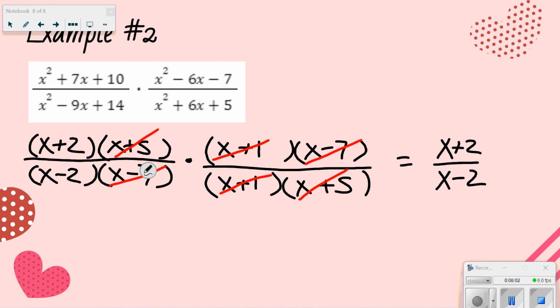So this is all going to simplify to just x plus 2 over x minus 2. And are we done with our problem? No, we still have to state those restrictions. So what values can x not be? Let's go from the left to the right with our first fraction. What's our first value x can't be? 2, and then x can't be 7, because those would make those factors 0. And then in our second fraction, what value can x not be? -1 and -5. There we go.